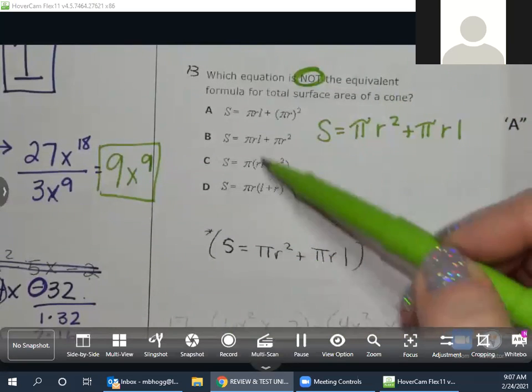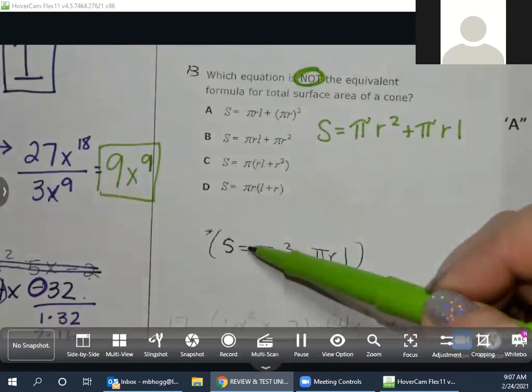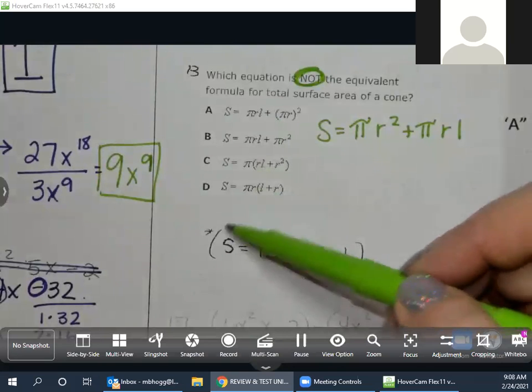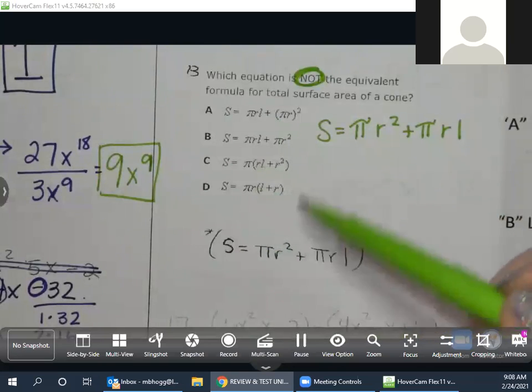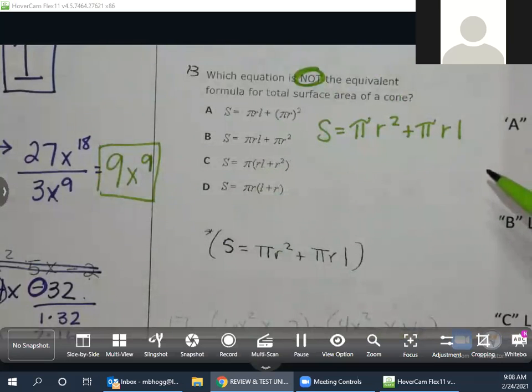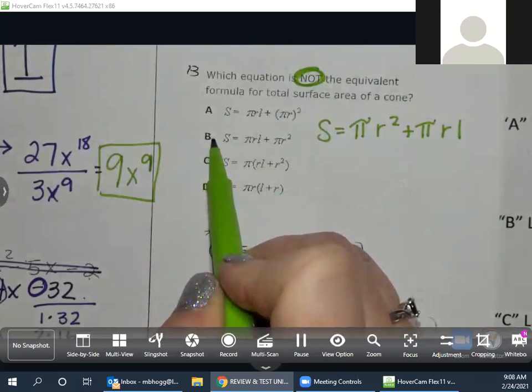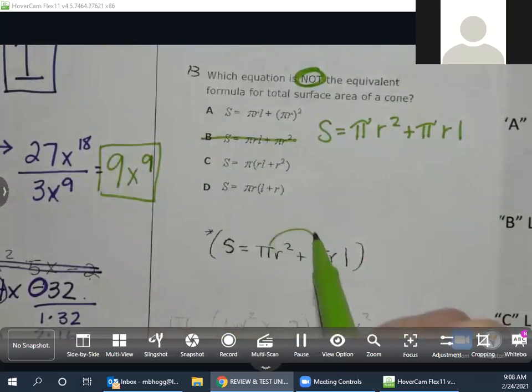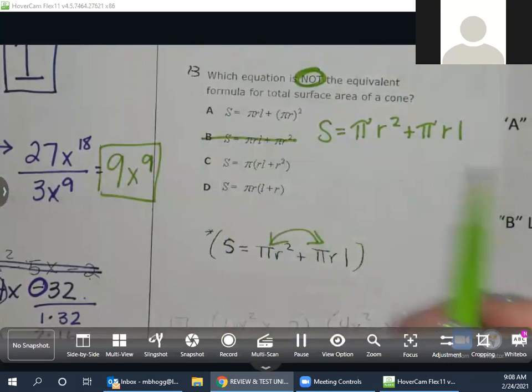So which of these, there are 3 of these that are the same thing as the formula for the area of a cone, but one of them is not. So which one is not? Well, this one is definitely the same. It's just you're switching this and this. Okay, so it's not that one.